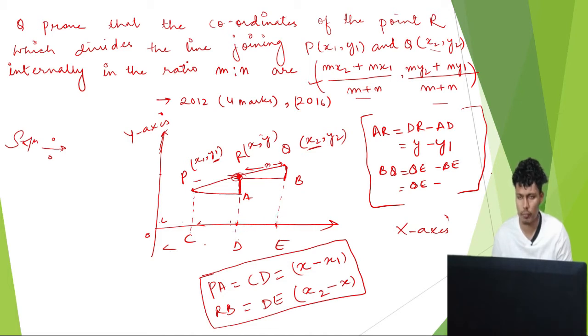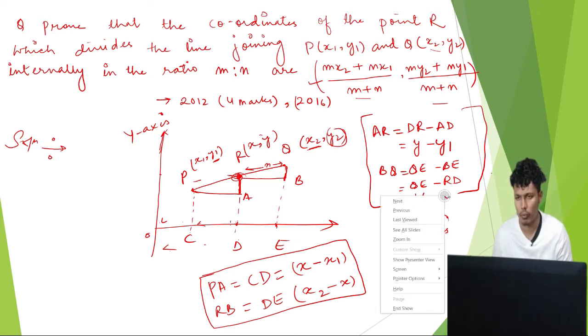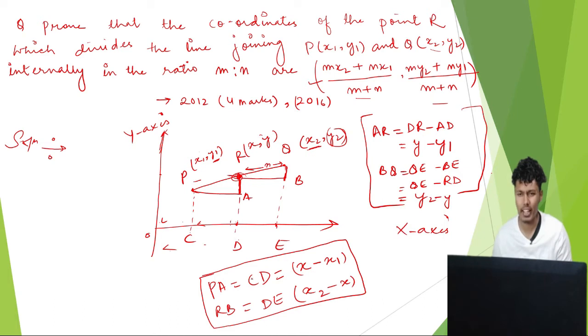So we can write QE minus RD. QE is Y2, minus RD will be Y. So Y2 minus Y. I have written it like this for this X.